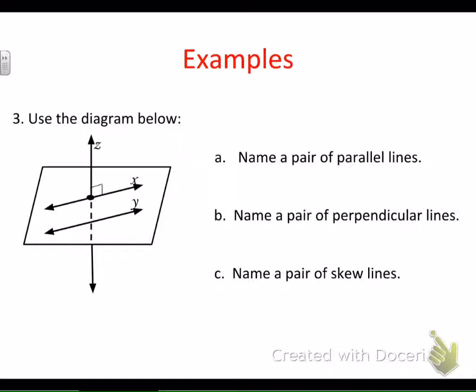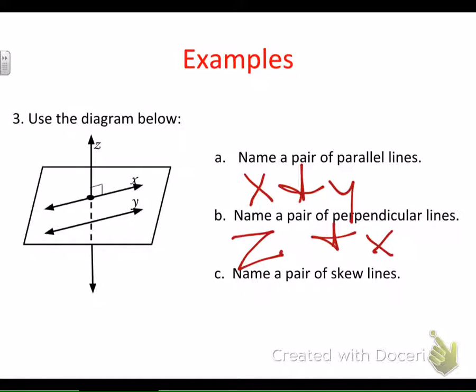Alright, name a pair of parallel lines. So that would be X and Y. Name a pair of perpendicular lines. That would be forming a right angle. So Z and X. And name a pair of skew lines. That would be Y and Z.